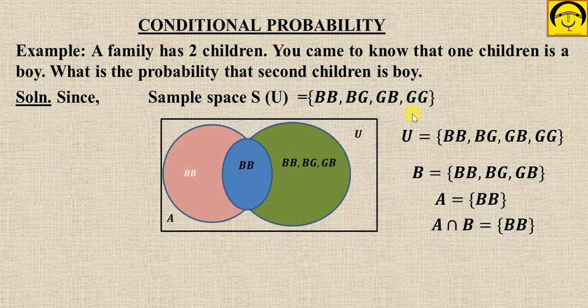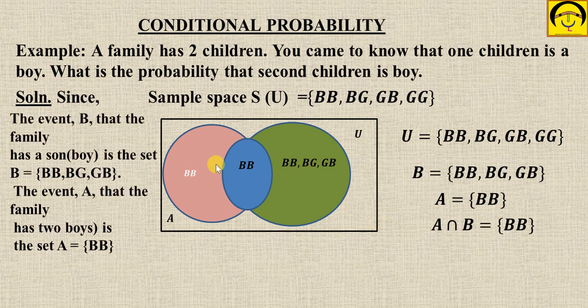You can understand this by the Venn diagram as well, as I explained the formula. So what you get from here is that event B, that the family has a boy, is this set BB, BG and GB. And asking for event A, that the family has two boys, obviously the second child is a boy and already the first child is a boy. So the set A is BB.